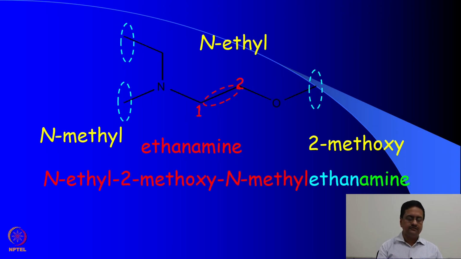The name of this compound should be N-ethyl 2-methoxy N-methyl ethanamine. Now, you see here what we are trying to follow is the alphabetical order of those substitutions: ethyl, methoxy and methyl once again. So, one has to remember that after identifying the longest chain, you should find out the substitutions, and once you are sure about the substitutions, then try to write those substitutions in the alphabetical manner to get the name of the compound.